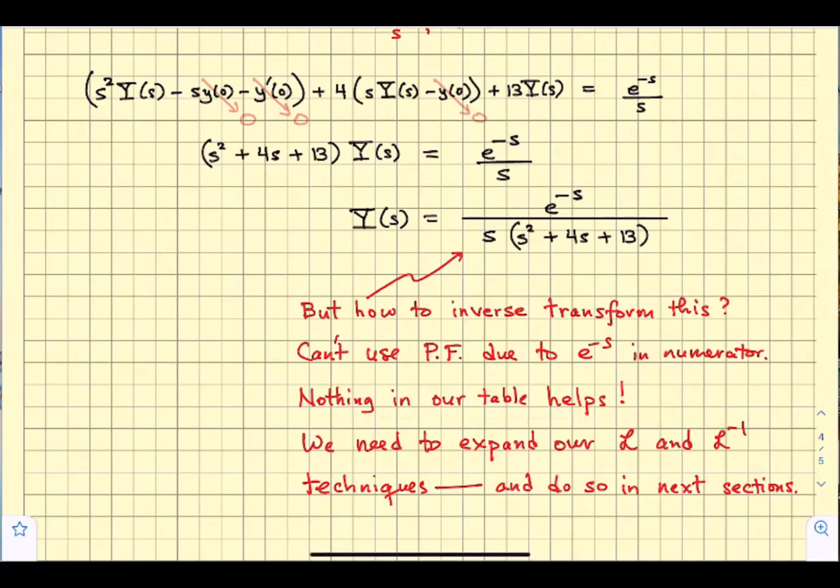And I wanted to finish with this example to show that this is the motivating fact for expanding our list of things that are in our table, because the wider the list of things in our table, especially in the right-hand column, the more robust our methods are to inverse transform, because we like to read the table from right to left in order to inverse transform functions, and that's exactly what we need to bring this back to the t-domain. We have to be able to inverse transform this. Unfortunately, this is just not something we know how to inverse transform yet at this stage, but we will do so in the coming sections, and then we'll finish this problem.